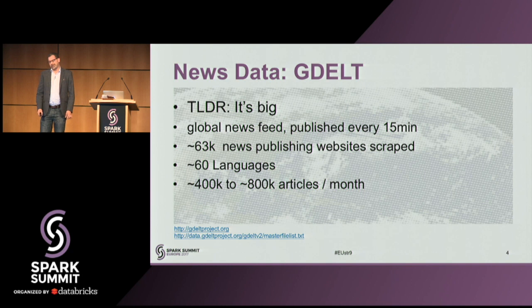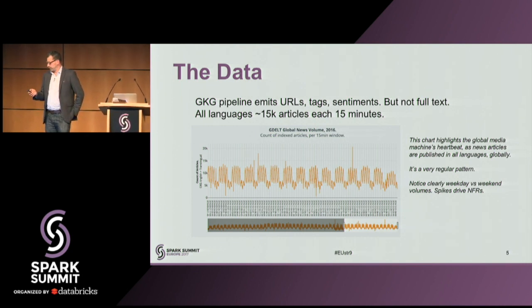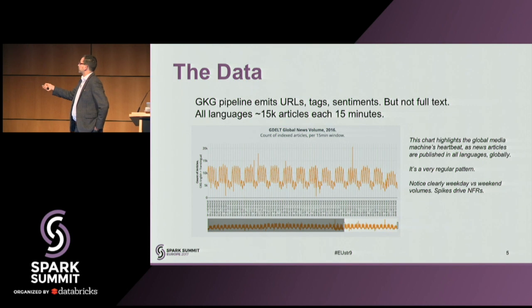There are about 400 to 800,000 articles being published a month, and we wanted to get the raw text for all of that. When we did a quick scan just to find out the NFRs, the non-functional requirements, right? So how much data are we looking at? We have here a chart showing the number of news stories arriving every 15 minutes. And you can see very clearly, if I use the pointer, that there are some spikes up to about 20,000 stories for a 15-minute block on big events. Also, you can see that there's this weekend effect where there's lower news.